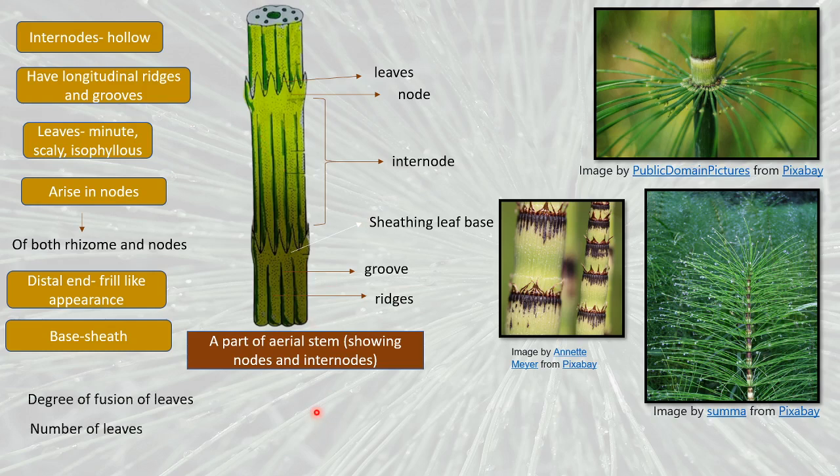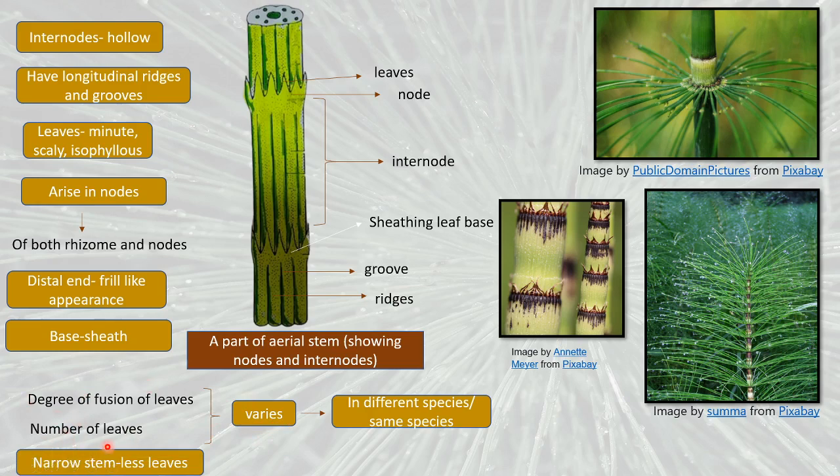Okay, one more thing to understand is that depending upon the degree of fusion of leaves, that is how leaves fuse with each other, and depending upon the number of leaves, different species have different variations. So there is variation depending upon these two factors, even in different species and even in the same species, maybe depending upon the climate. So this kind of variation can be found depending upon these two characters.